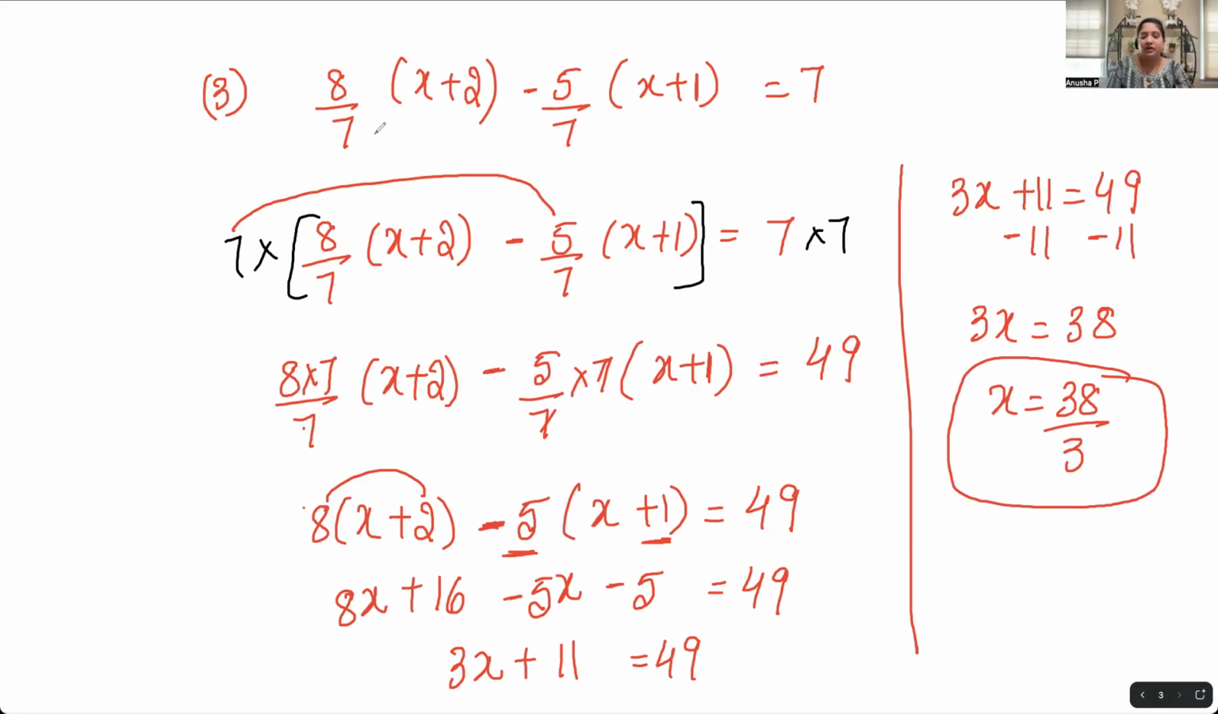Because the common denominator is 7, we are multiplying by 7 on both the sides. 8 into x plus 2 minus 5 into x plus 1 is equal to 49. When you do the distributive property, 8x plus 16 minus 5x minus 5 equal to 49. 8x minus 5x is 3x, 16 minus 5 is 11, and from there you're solving for x.